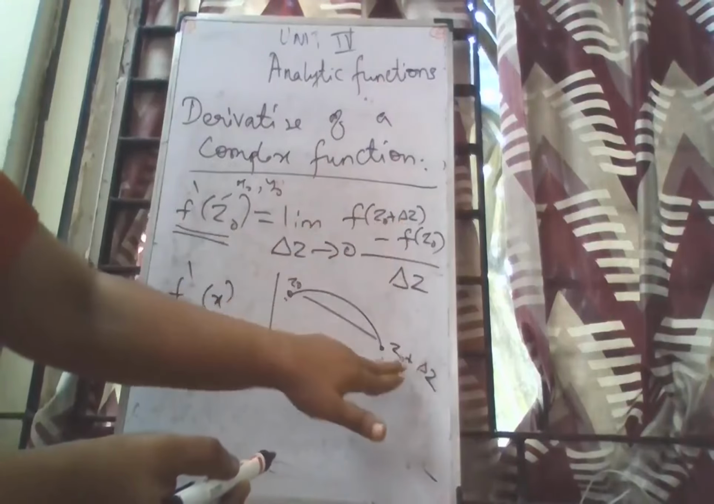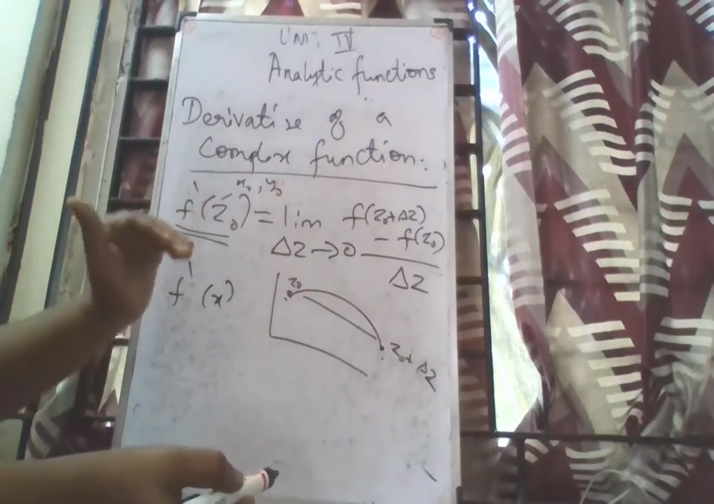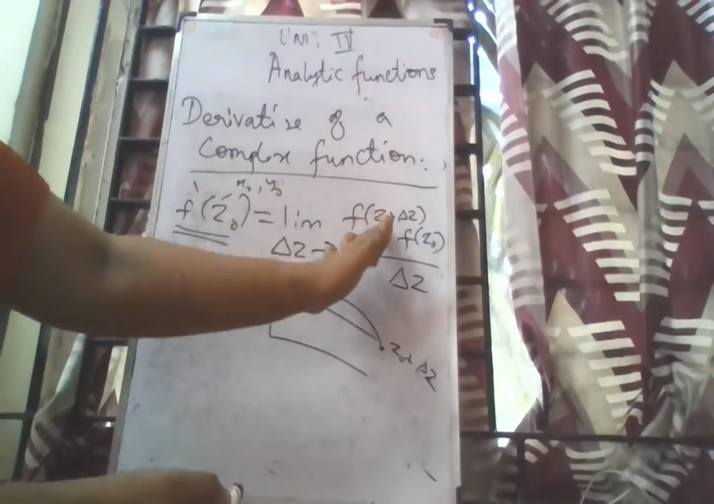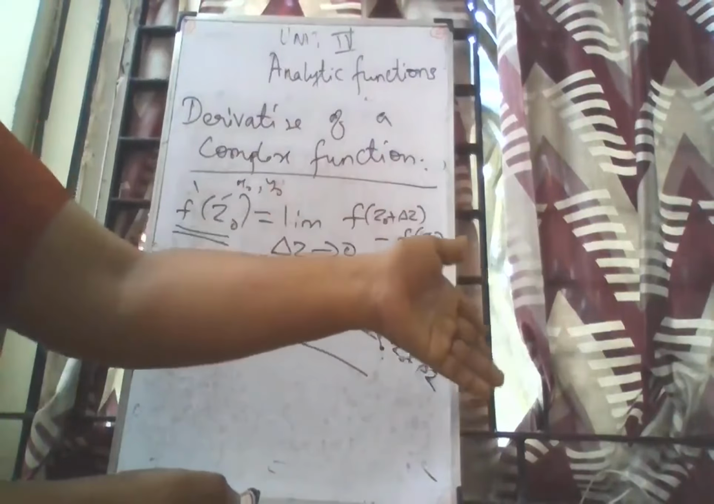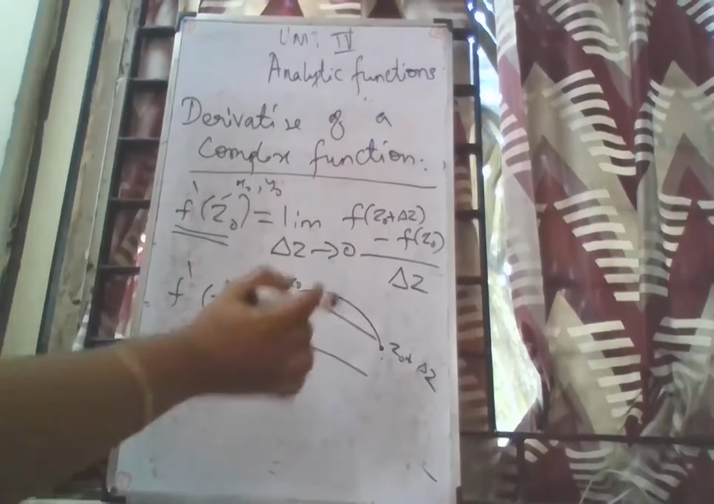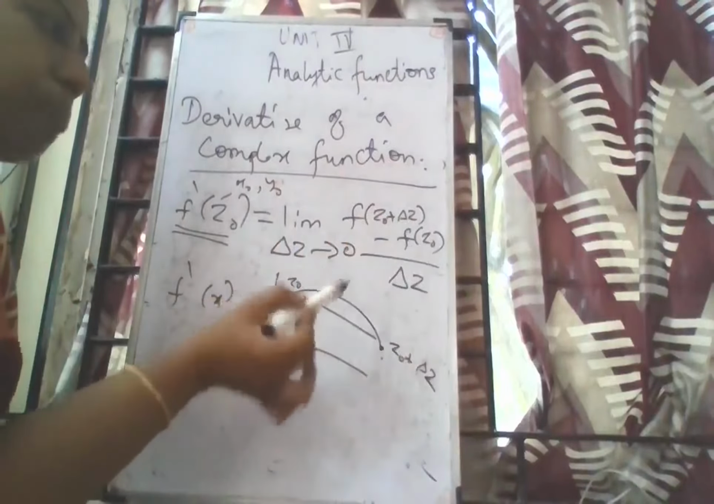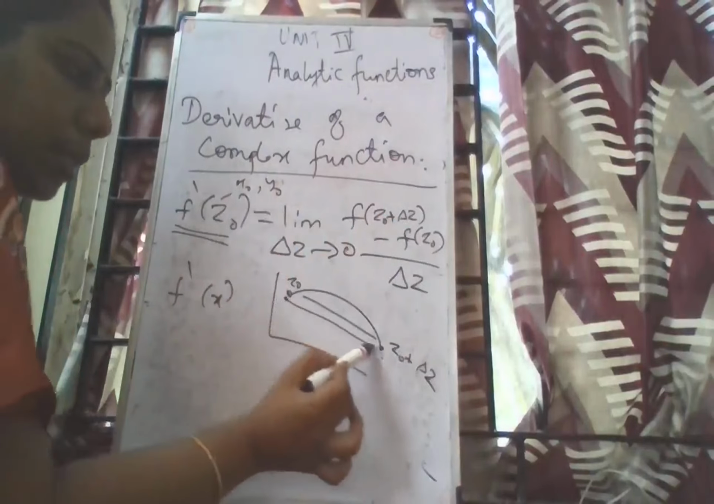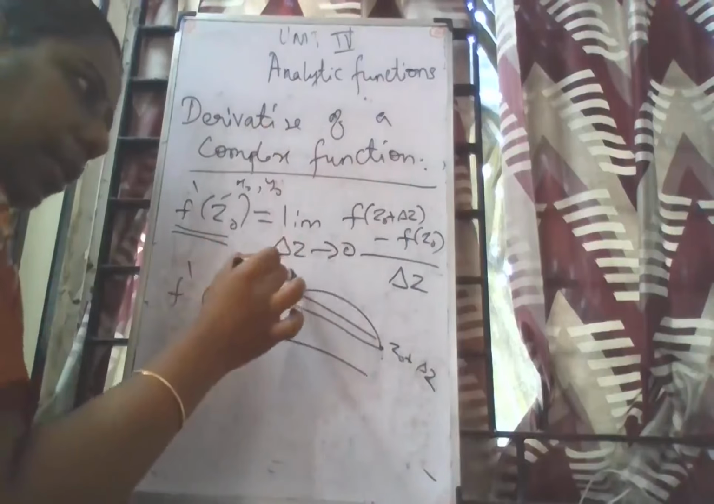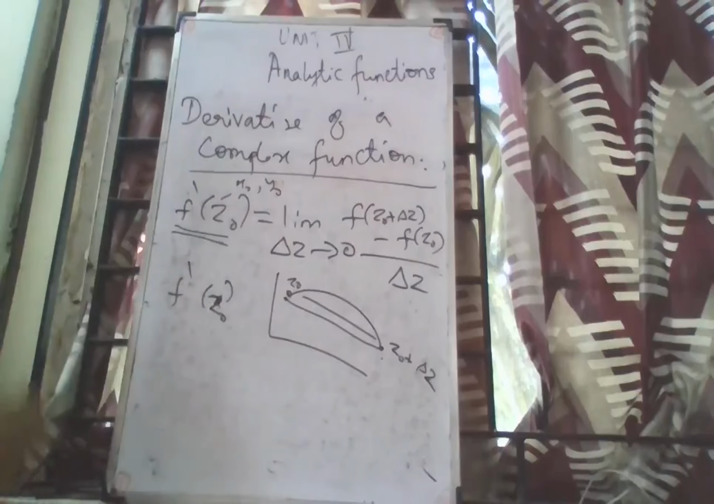So f of z naught plus del z, the function f of z naught plus del z. This is nothing but z naught plus del z in the z plane. Always remember, z naught plus del z is in the z plane. F of z naught plus del z will always be in the w plane, the other plane. Whenever you write, imagine, then only it will be interesting. So as I said, f of z naught plus del z minus f of z naught, divided by the difference between the two ends, del z, where the limit del z tends to 0, I'll get the derivative f dash of z naught.